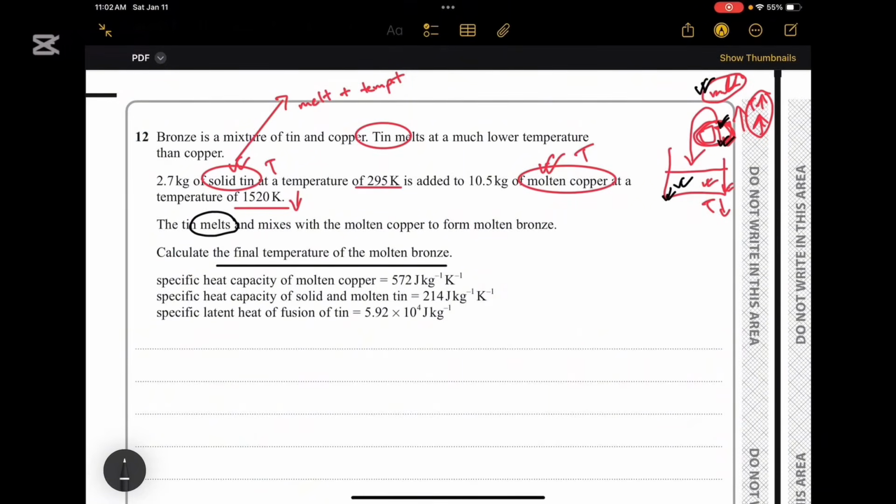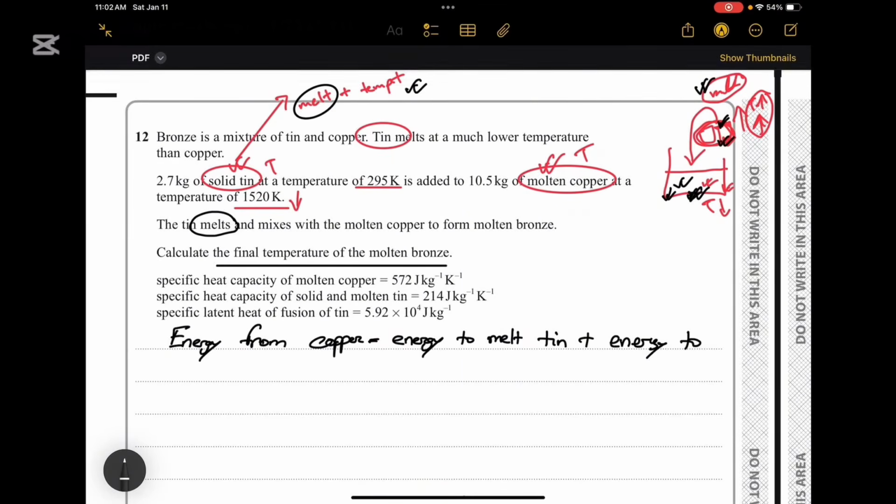So what we can write here is that energy from copper is equal to energy to melt tin, plus the melting, plus the increase in the temperature of tin, energy to increase the temperature of tin. So let's figure out each and every point one by one.